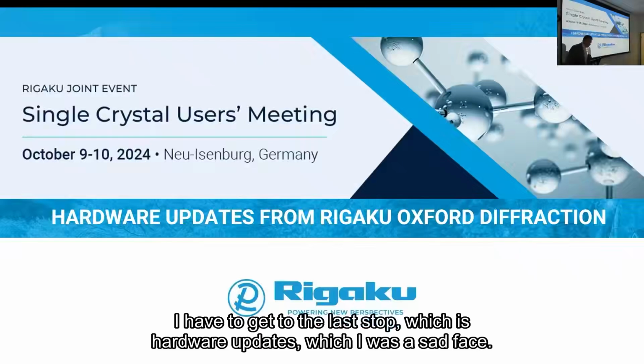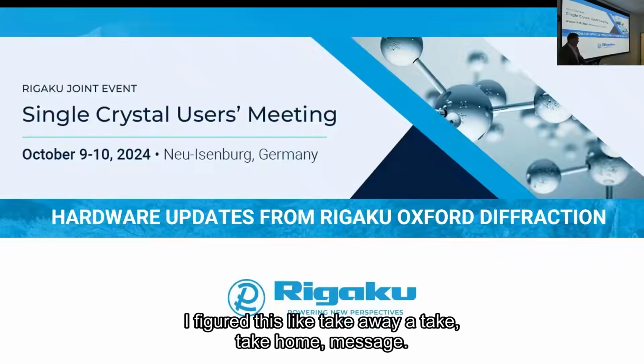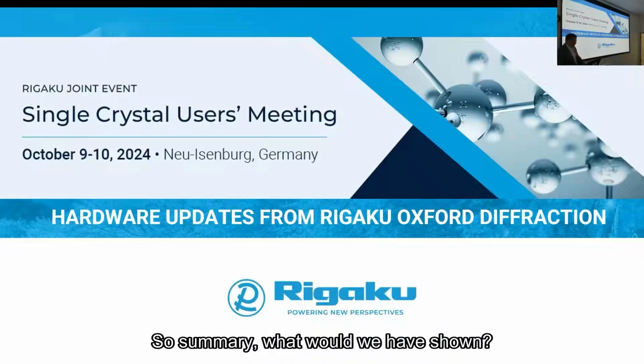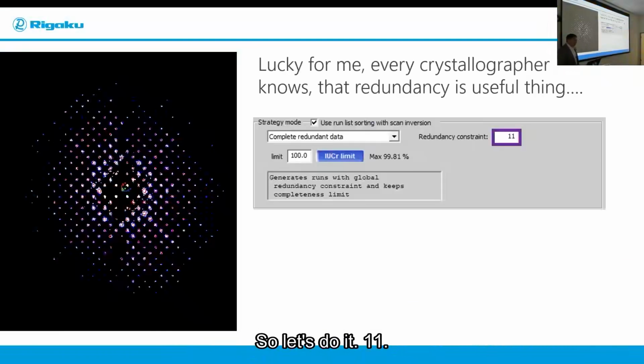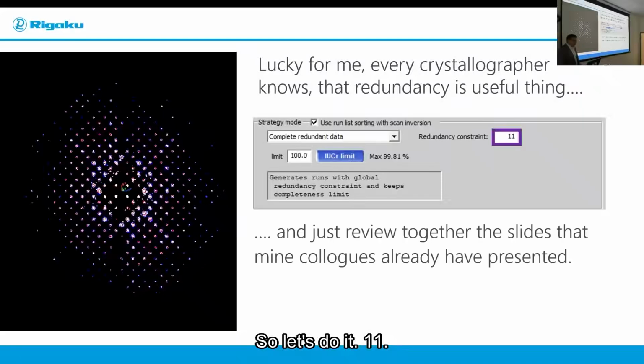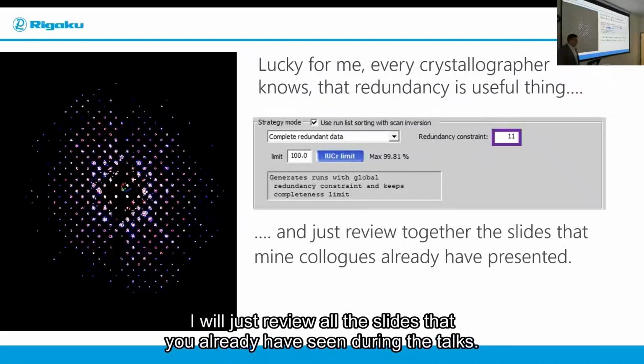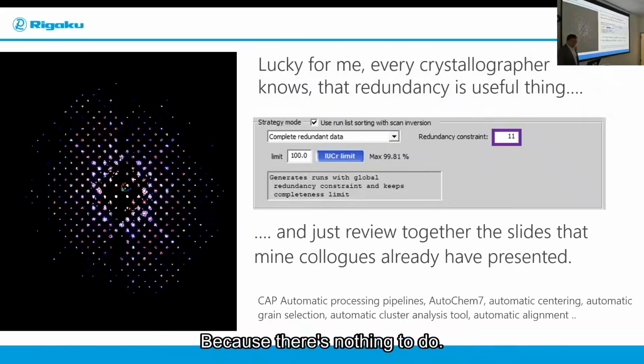to get the last talk, which is hardware updates, which I was assigned. Further, I think that is like take home message, so summary. What we have shown. So I'm lucky that Christopher knows that redundancy is a useful thing. So let's do it 11, and I will just review all the slides that you already have seen during the talks, because there's nothing to do.